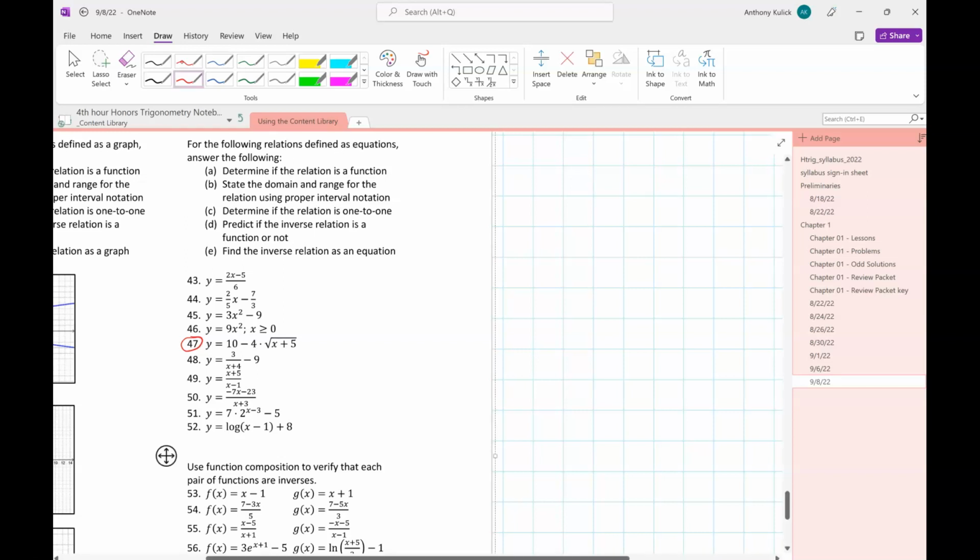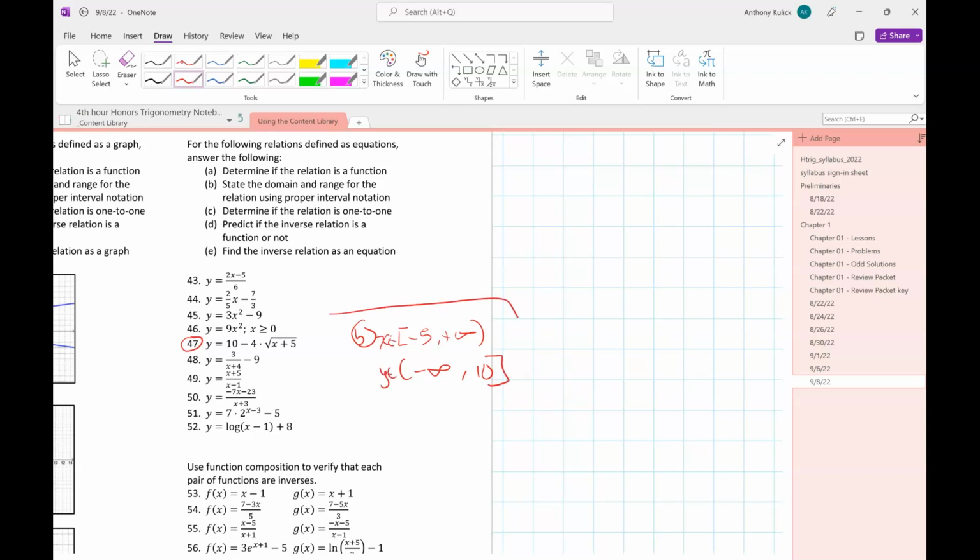Oh, the domain. For part B, the domain should be -5 to positive infinity, right? And then the range should be -infinity to 10. That should be the correct answer for part B.